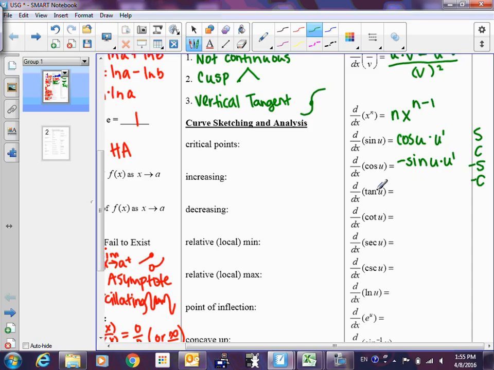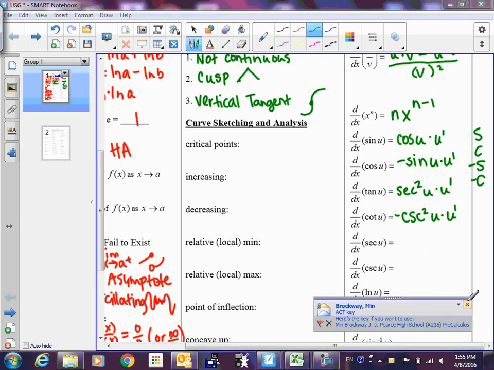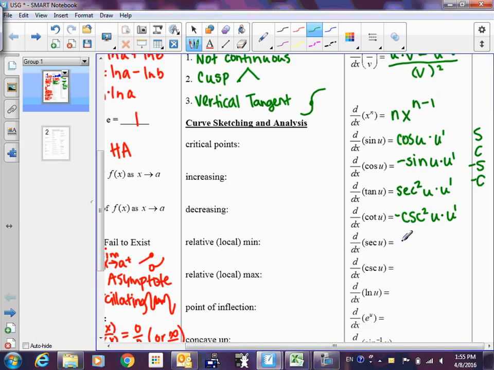All right, what about the derivative of tangent u? Secant squared u times u prime. And then cotangent would just be negative cosecant squared u times u prime. If you never memorized these, now's your time. If you already memorized them, then this should be easy for you. All right, what about the derivative of secant u? Secant u, tan u in either order, times u prime.